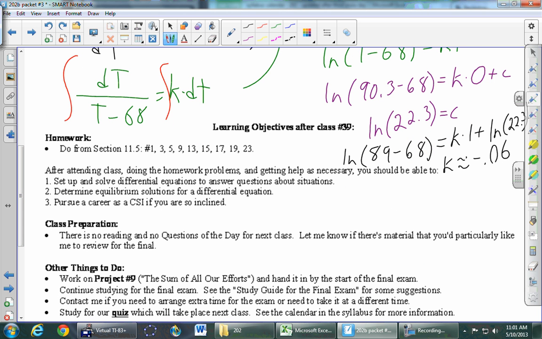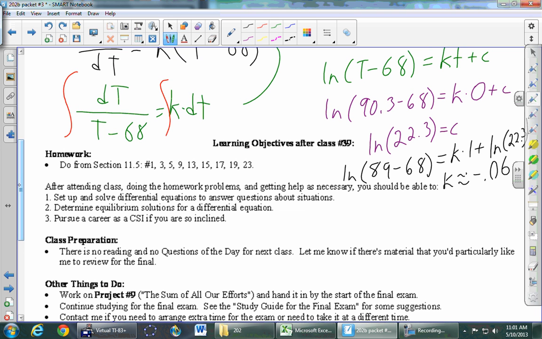So now I'm going to copy that green line that's right there at the top of this board. So it says that ln of T minus 68 is equal to, instead of K, we just found minus 0.06 times little t, a copy, and then plus C is plus ln of 22.3. Good. So the only variables left are the true variables, the temperature and the time. That's what we're going to do. So before we do that, I'm going to solve this guy for capital T, but Chris is right. We're going to plug in to find when this poor person was murdered.